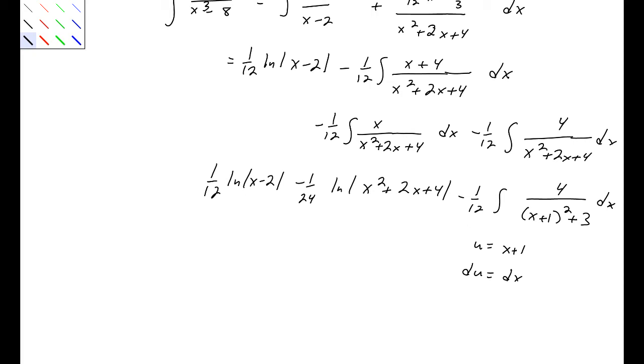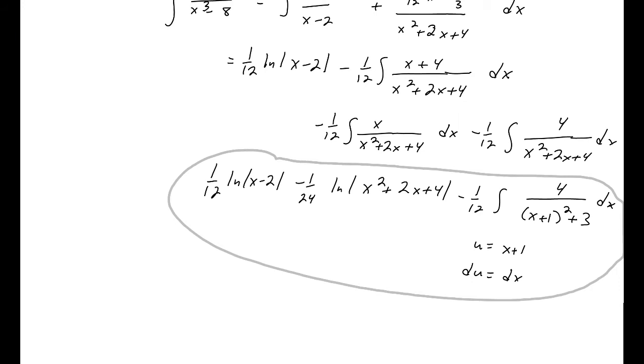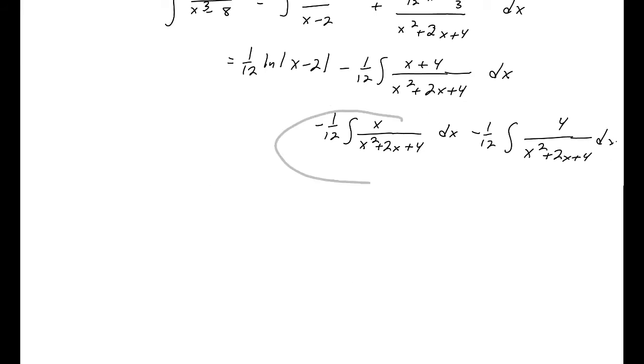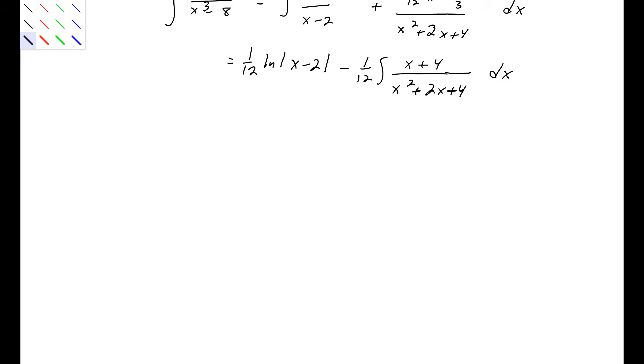Oh, actually, I meant to do my u substitution earlier. I hate to back this up, but I think I'm going to. I did not mean to split these up. Okay. This will work out nicer this way. Okay, so let's do u substitution here. So this is minus 1/12, x plus 4, and this is going to be x plus 1 squared plus 3 dx.